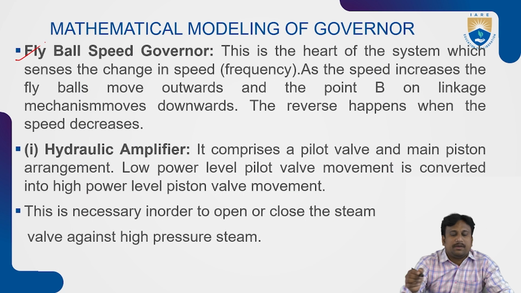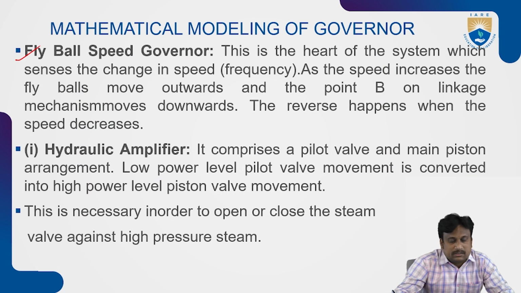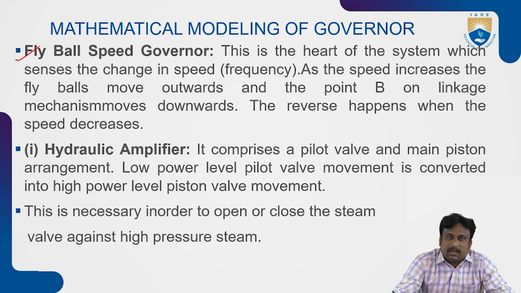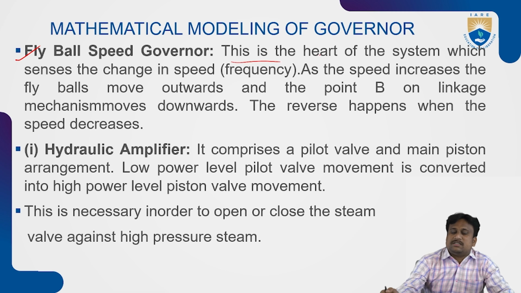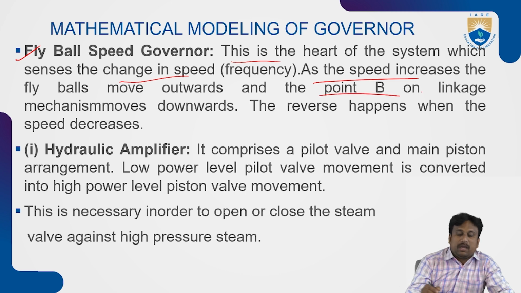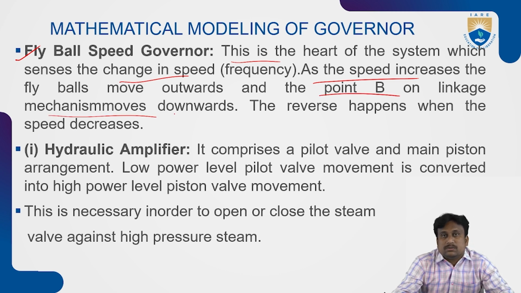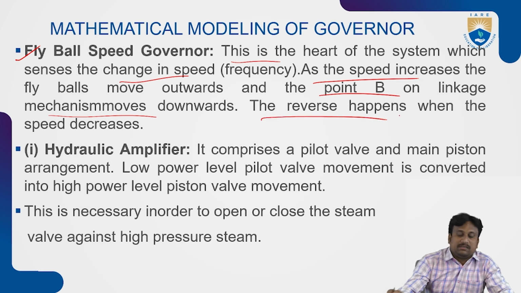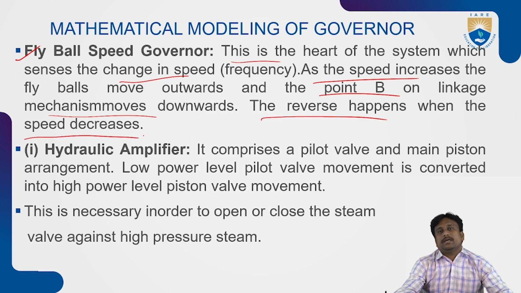Here we introduce another speed governor mechanism called the flyball speed governor. What is this flyball speed governor? Usually it is the heart of the system, which senses changes in the speed. As the speed increases, the flyballs move outwards and the point B on the linkage mechanism moves downwards. The reverse happens when the speed decreases.